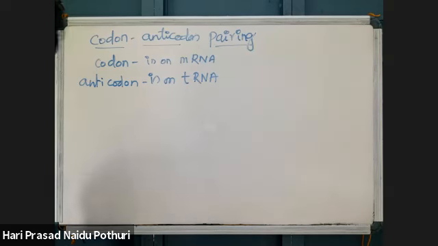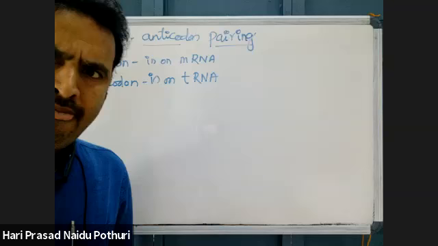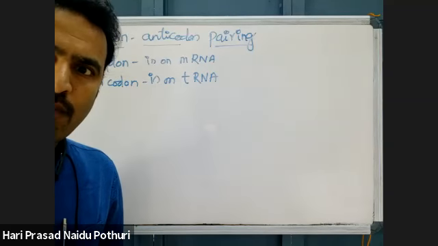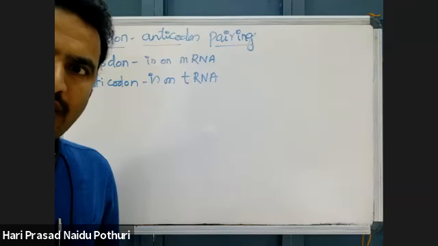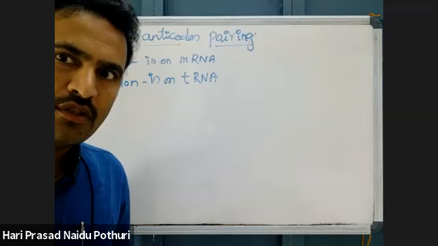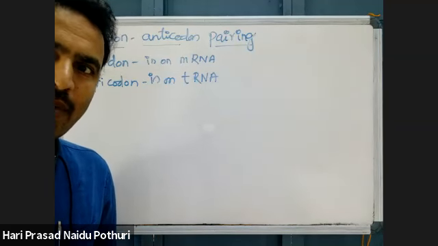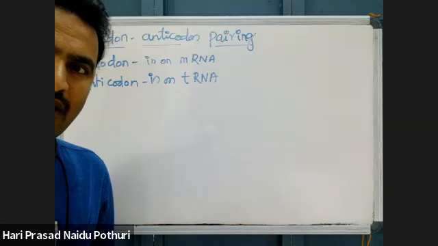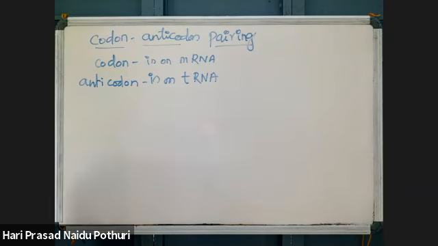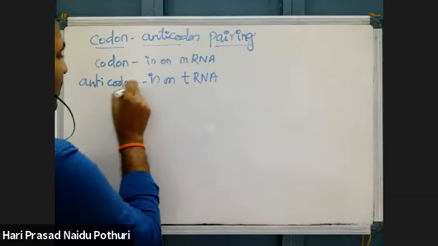What is the place of the 3' arm? Anticodon loop. Anticodon loop or anticodon arm, not 3' arm. The 3' arm is called the acceptor arm, not the anticodon arm. Okay, the anticodon loop or anticodon arm has this anticodon sequence.